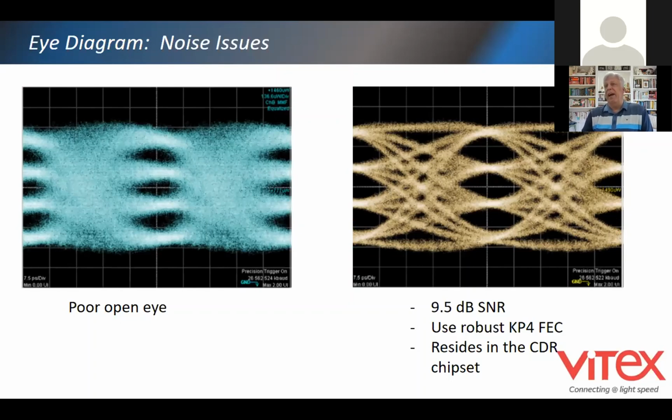This FEC actually resides inside the DSP CDR chipset, which we could also call a retimer, which is just a chipset that resides within the pluggable itself.